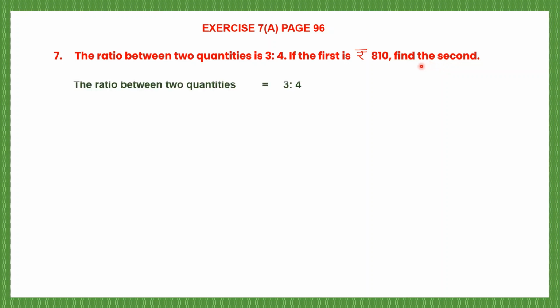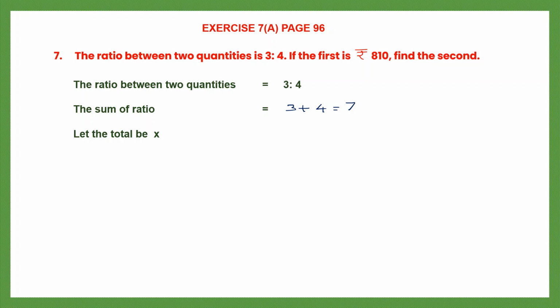Okay, so let's begin by saying the ratio between the two quantities given to us is 3:4. Now we have to find the sum of this 3:4. To find the sum, we say 3 plus 4, which is equal to 7. So we've got the sum of the ratio and we need the total. So we're going to say let the total be x.